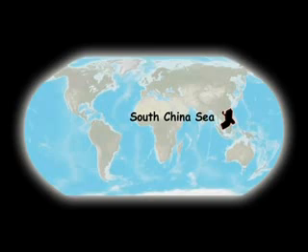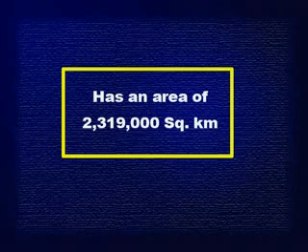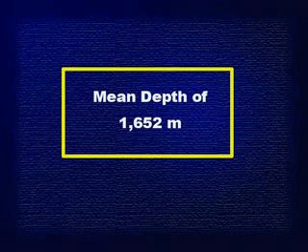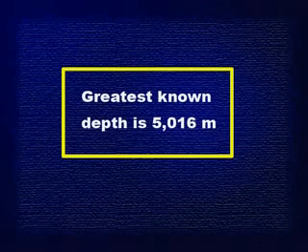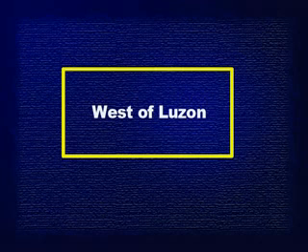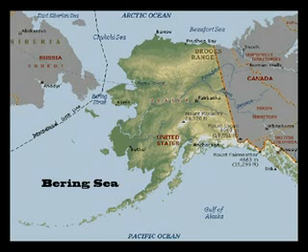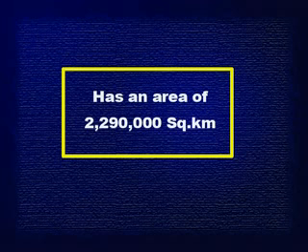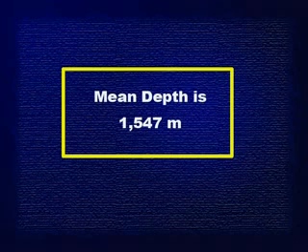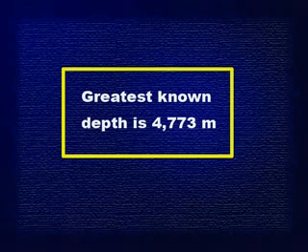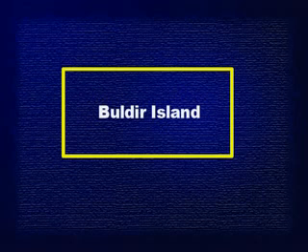The third one is the South China Sea. It has an area of about 2.319 million square kilometers and the mean depth is about 1,652 meters. The greatest known depth is 5,016 meters and it is located west of Luzon. The fourth one is the Bering Sea. The Bering Sea has a total area of 2.29 million square kilometers and the depth is about 1,547 meters. The greatest depth is about 4,773 meters off Buldir Island.